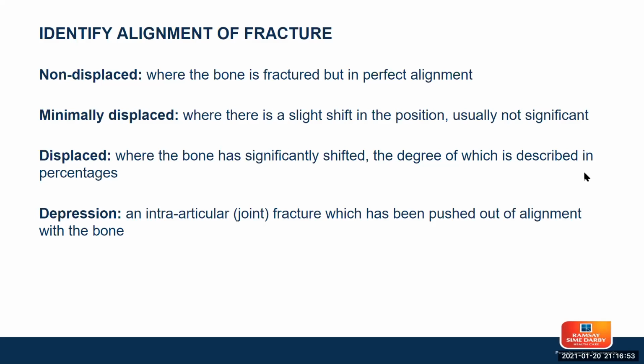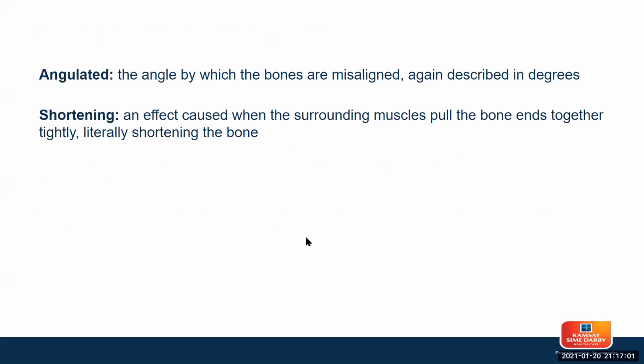Depressed is just a way of describing fractures of the joint, where part of the joint is actually compressed downwards. And then you also have others like angulation of long bone fractures, sometimes causing shortening.